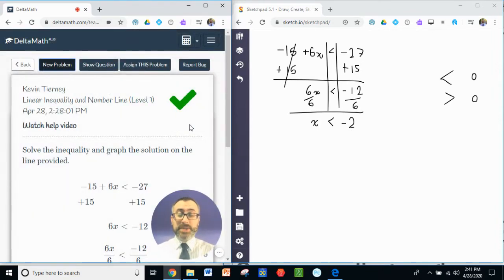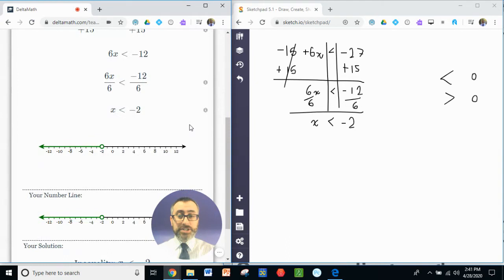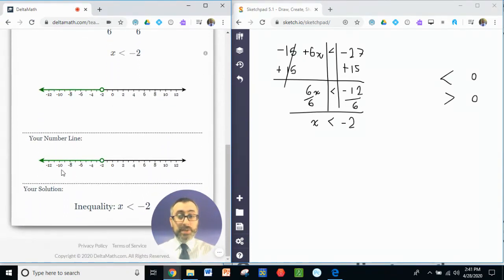Good. So I solved this inequality, and I showed my answer in two ways, with a number line and with inequality notation. Let's take a look at two more examples.